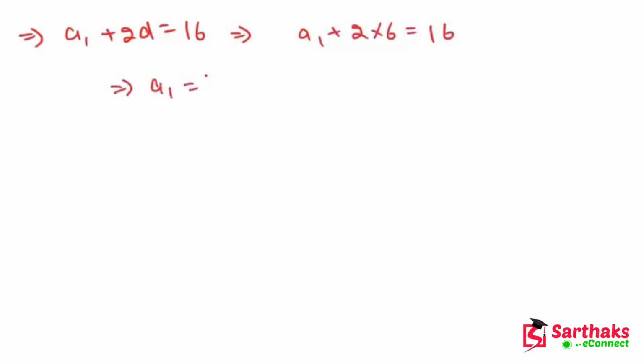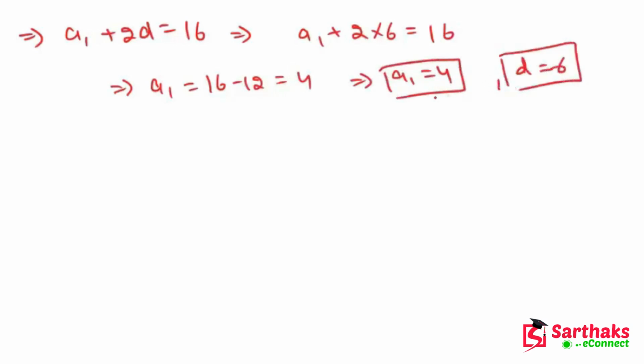So my dear friends, we have A1 plus 2D is equal to 16. And we have the value of D is 6. So now put the value of D in this equation. We get A1 plus 2 into 6 is equal to 16. After solving this, A1 is equal to 16 minus 12, which is equal to 4. So we have A1 is 4, and D is 6.